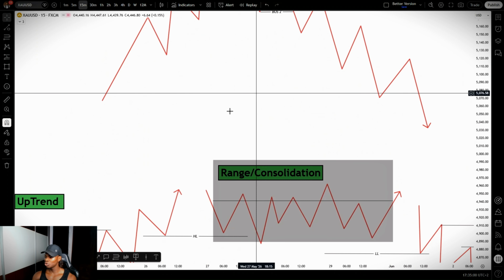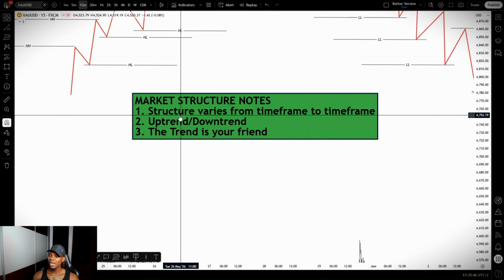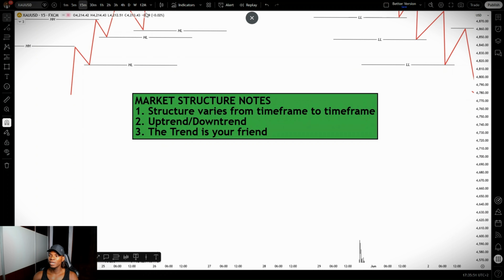So moving on, I'm going to show you a live example on the chart, but before that, I'm going to cover this. So this one I have is structure varies from time frame to time frame. What this means is that over here, if you could see, this is 1 minute, this is 5 minutes, this is 15 minutes, this is 30 minutes, this is 1 hour. So all of these are time frames.